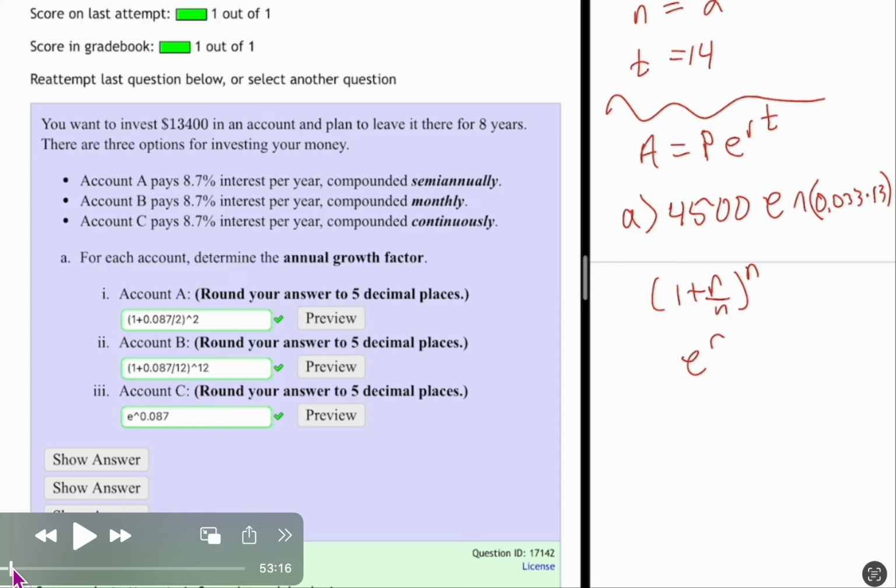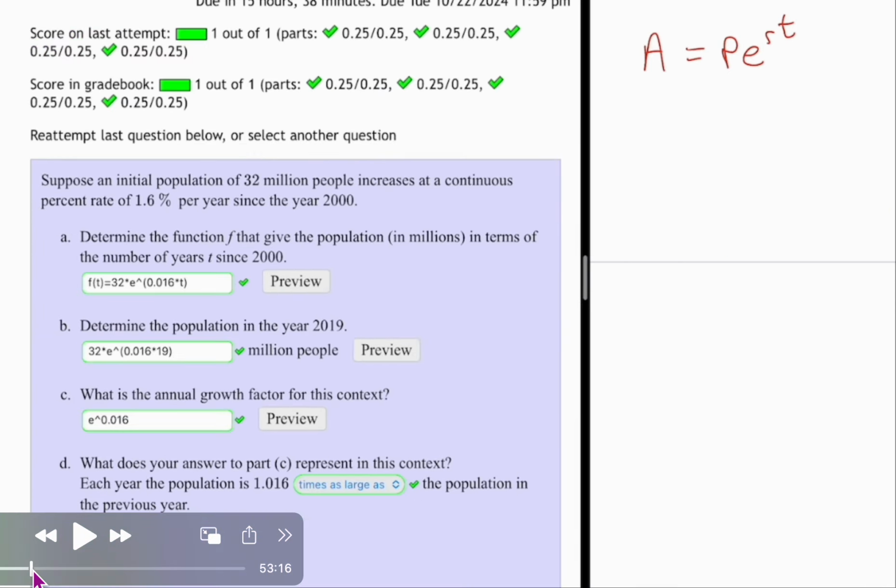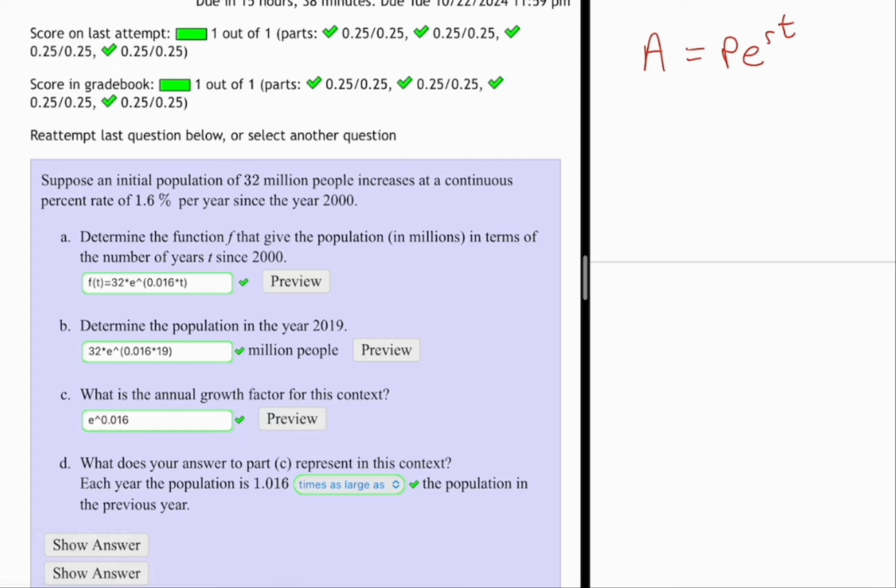Let's move on to question 14. I'm going to get everything green and then I'll show you. So we're just using the PERT formula for this. The reason we know that is because it says at a continuous percentage rate. So please make sure that you have a note on your note card that the PERT formula is used for a continuous percent change. So our formula, in my case, it's f of t, is the starting value, 32.